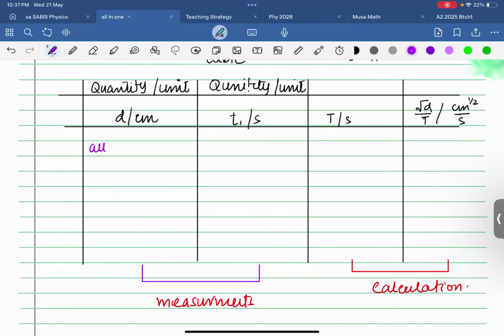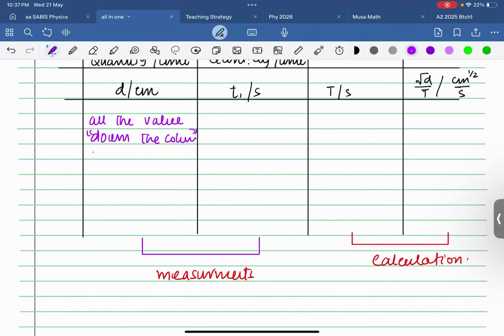So all the values down the column should be in DP. Just ignore the SF for now. Down the column, every value should contain the same decimal place. Now the question arises: who decides the decimal place? Whether to take 1 dp or 2 dp, how do we decide?